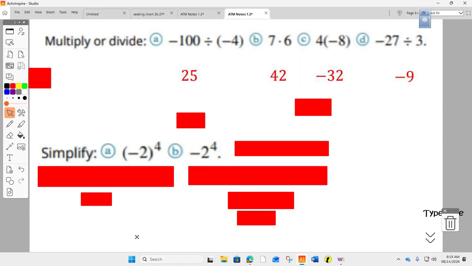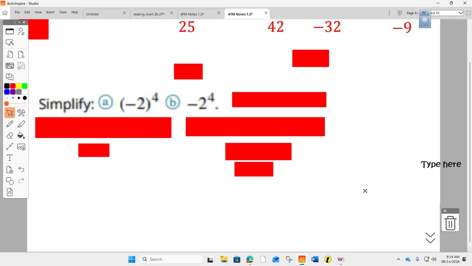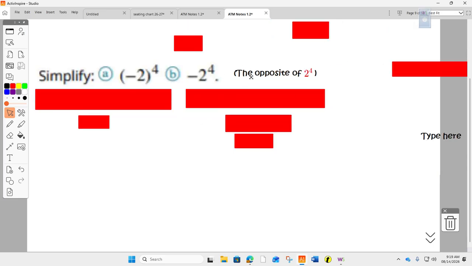All right, let's look at this next example. It looked like the same problem, right? Several people shook their head. So in A, we are raising -2 to the 4th power. But in B, we're finding the opposite of 2, +2, raised to the 4th power. So we're going to read B as the opposite of 2 to the 4th power. You might want to make yourself a note of that if I write it down.